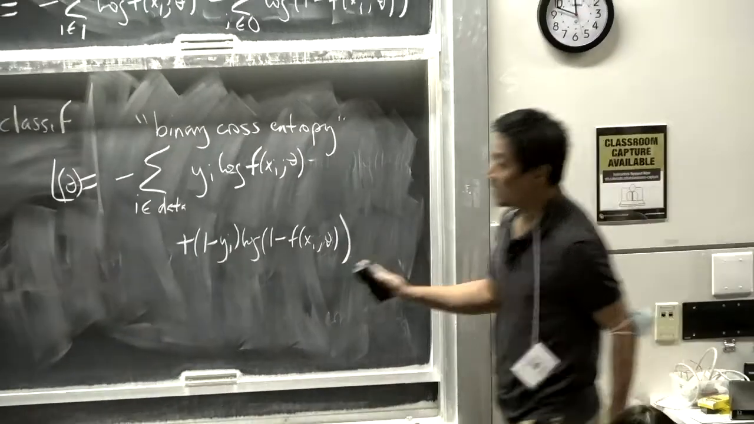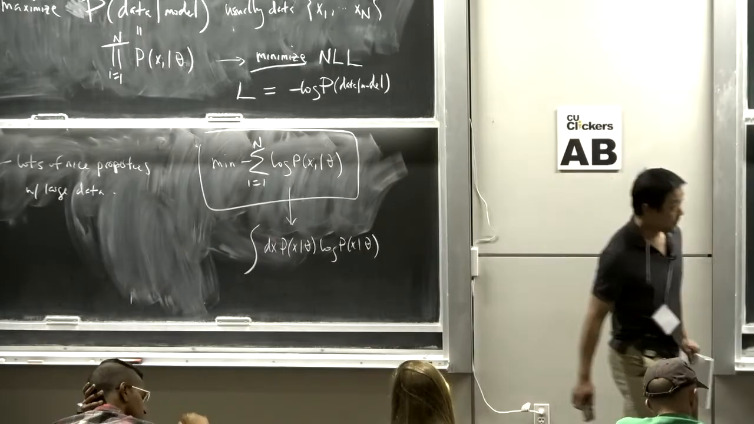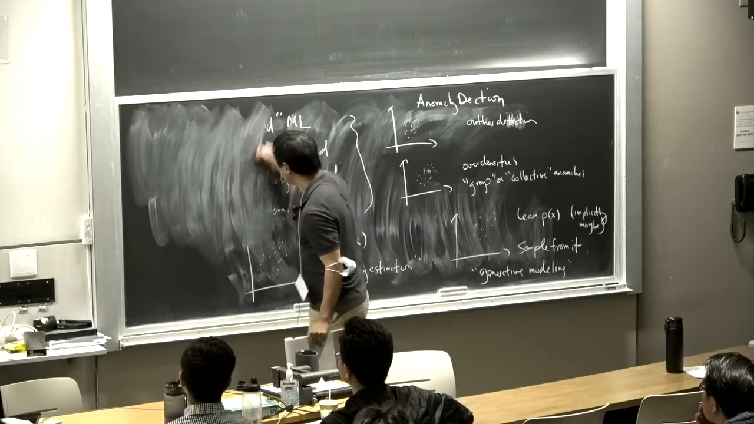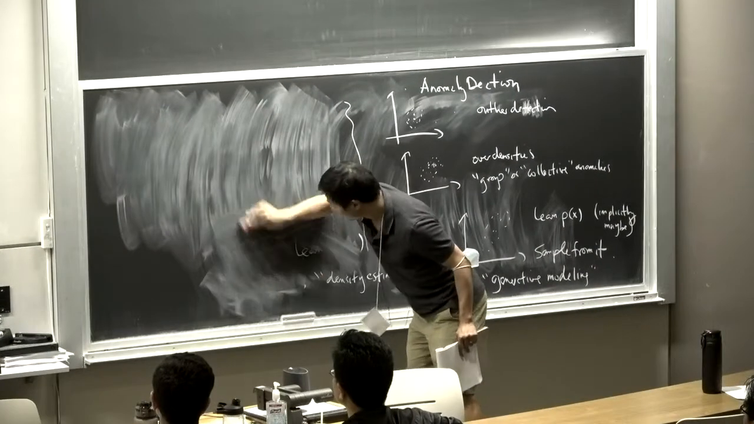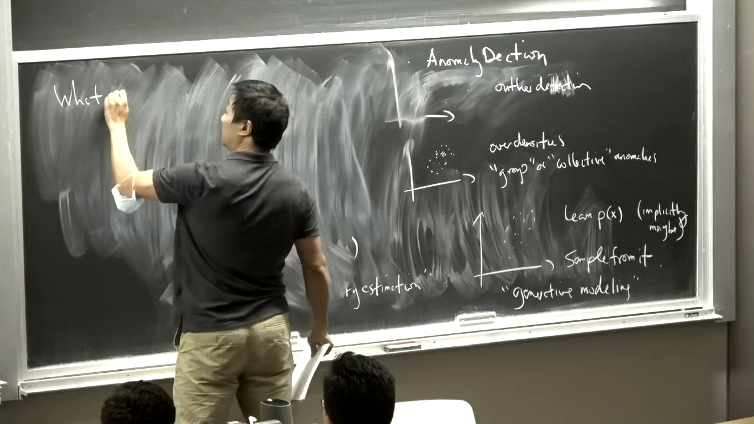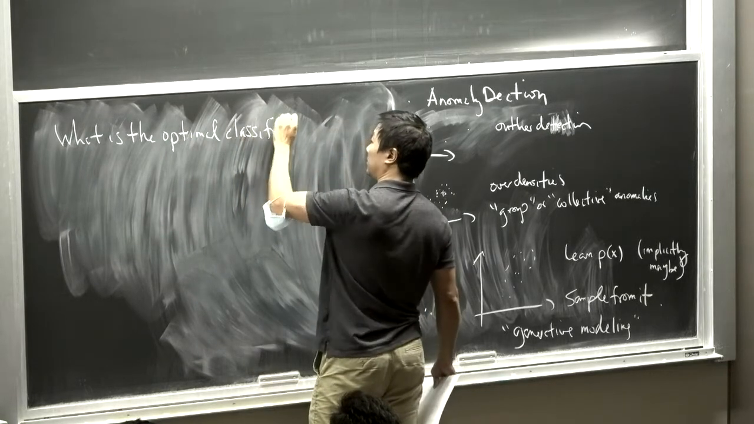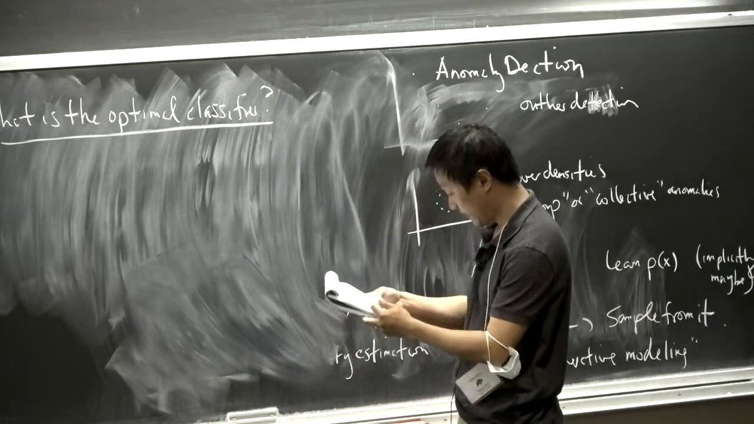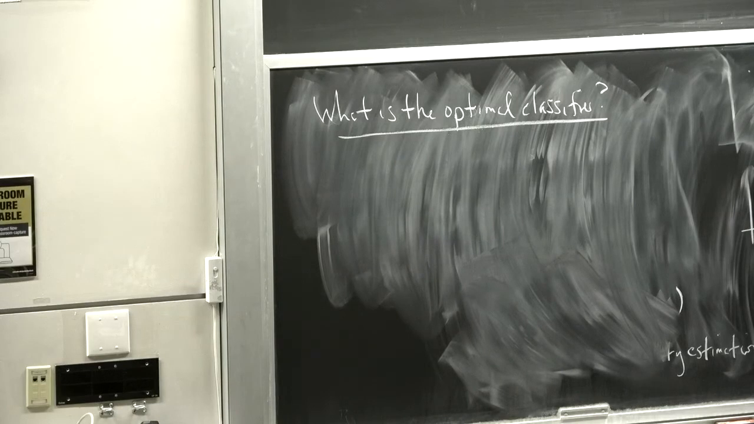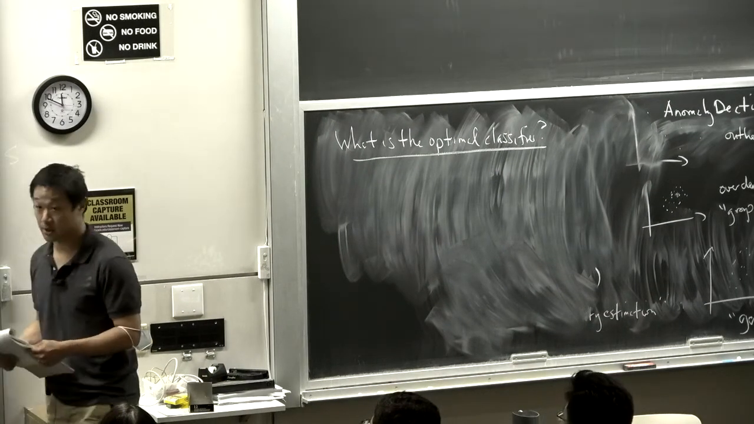It's good that somebody asked me about this earlier. I'm going to do a little bit of calculus of variations with the continuous version of this, the integral form of this. So what is the optimal classifier? To get that, I would like to minimize this with respect to the function f, just like we do when we get the equations of motion for a Lagrangian.